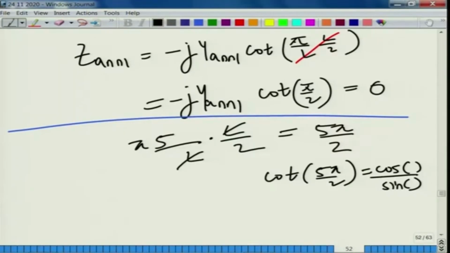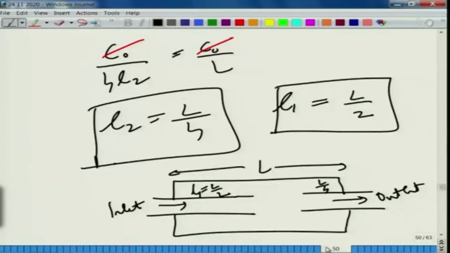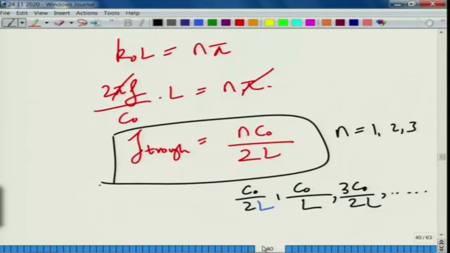But then we probably should not celebrate a bit too early, because there might be some problem when you choose L by 4. For this one we know that when you choose L by 4 it is going to cancel out the second trough, but can it cancel out the fourth trough? The fourth trough would basically correspond to the frequencies given by 2 C naught by L, 5 by 2L into C naught and so on.